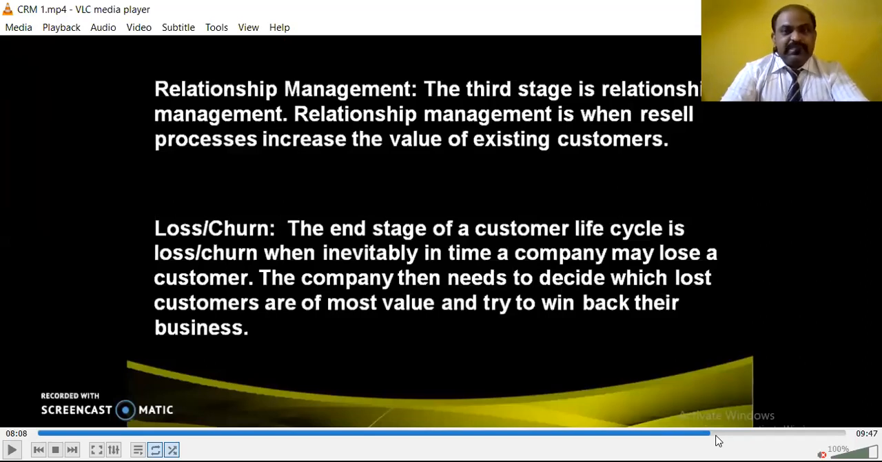Then comes the loss or churn. The end stage of a customer life cycle is loss or churn, when inevitably in time a company may lose customers. A time will come, a situation arises, where the customer is going to leave. The company then needs to decide, have to come up with some policy, some plan, strategy. Which of those customers are most valued, इसमें से कितने ऐसे कस्टमर थे जो बहुत सालों से हैं and valued कस्टमर हैं, and try to win back their business. You can bring them back. You can plan, you can frame a different policy.